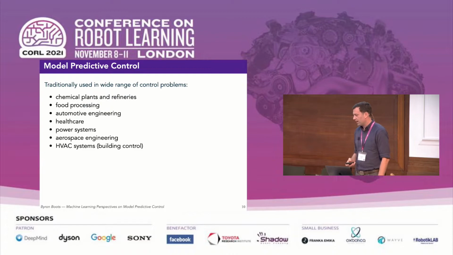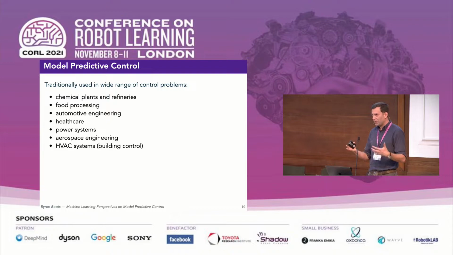Now, I want to talk a little bit about where model predictive control has traditionally been used and why I think that's changing some. MPC is a particularly practical and fairly simple to implement procedure, and it's been used in a really wide range of control problems in industry, including a number of things that you see I've put up here on the slide. So chemical plants and refineries, food processing, automotive engineering, healthcare, power systems, aerospace engineering, HVAC systems, you can think about this as building control. So it's used all over the place.